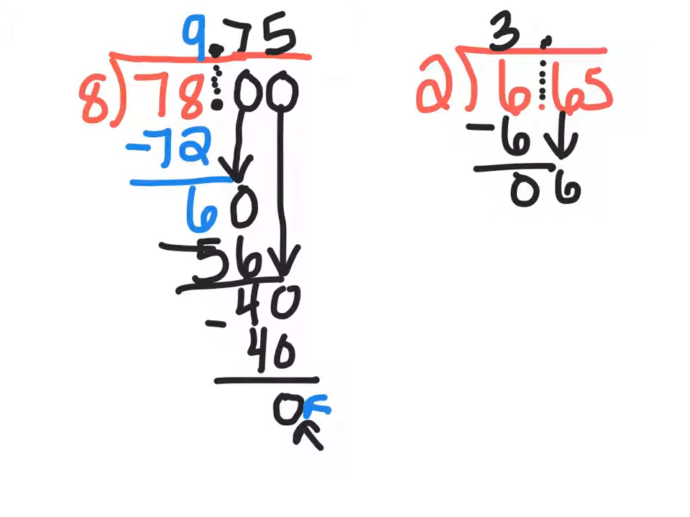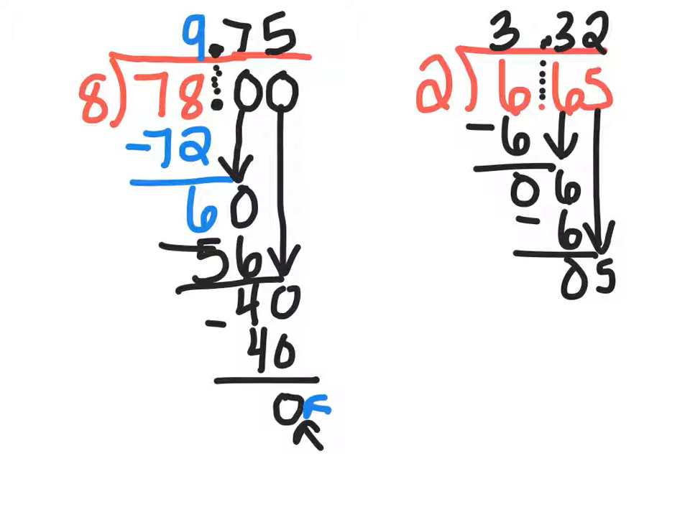I bring down the 6. 2 will go into 6 again 3 times. 3 times 2 is 6. I subtract and get 0. And now I bring down the 5. 2 can only go into 5 twice, which only gives me 4. So now when I subtract, I have 1 left.